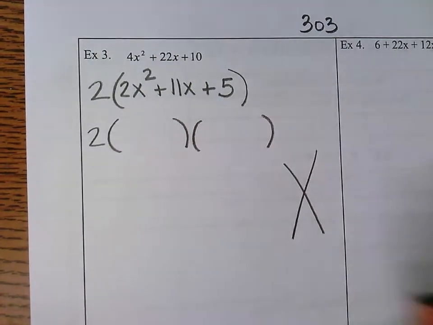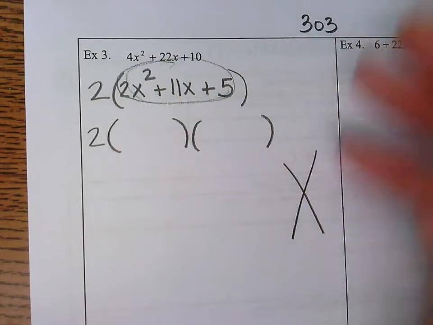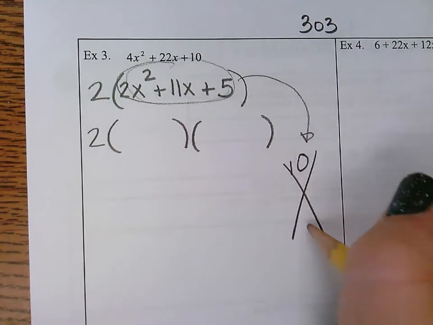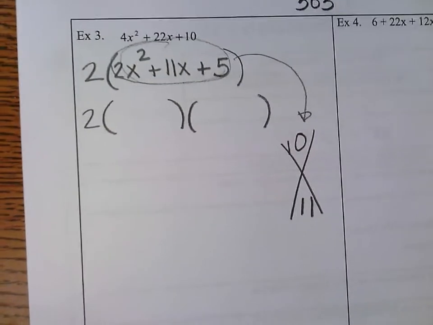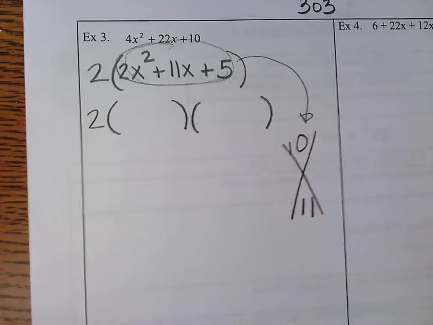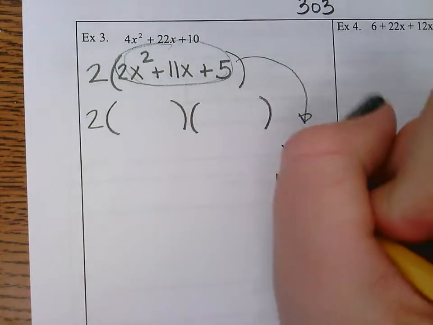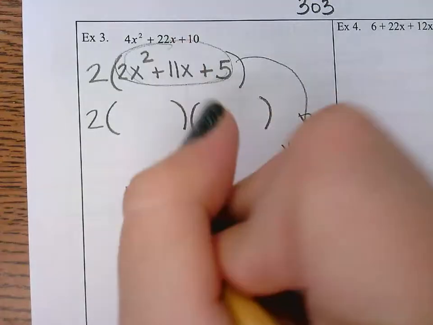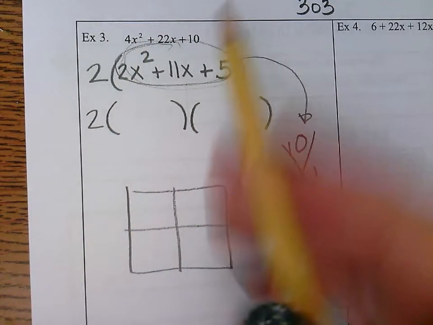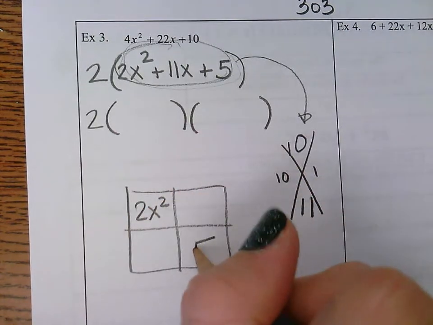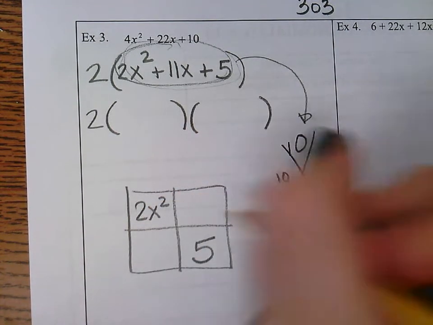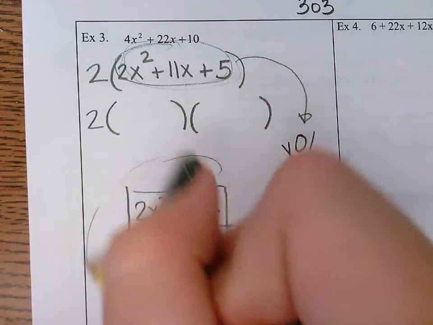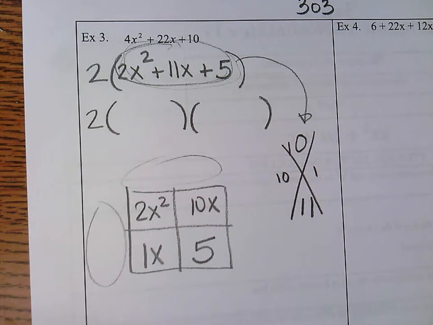But when you do your diamond, you only do the diamond with the trinomial. So 2 times 5 is 10, and they have to add up to 11. So what would be my factors of 10? 10 and 1. So inside my box, I'm trying this trinomial, right? So 2x squared and a 5, 10x and 1x. So go to town. See if you can figure out what your 2 factors are that go outside that box. Take a minute and try it.